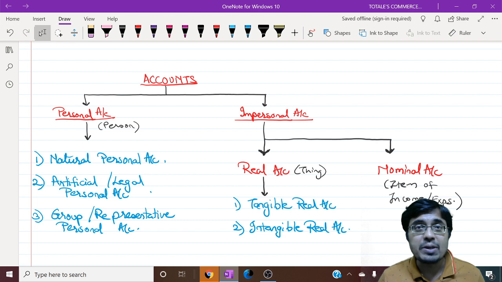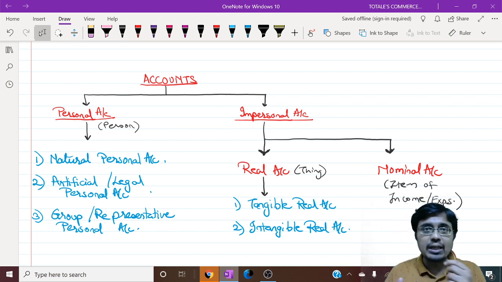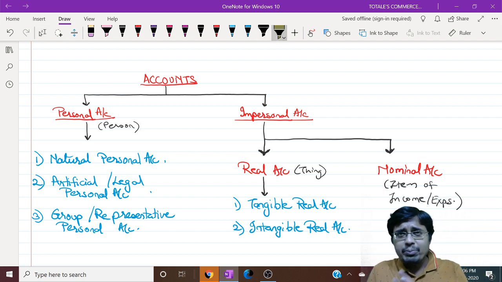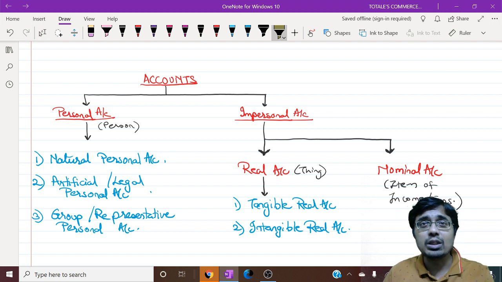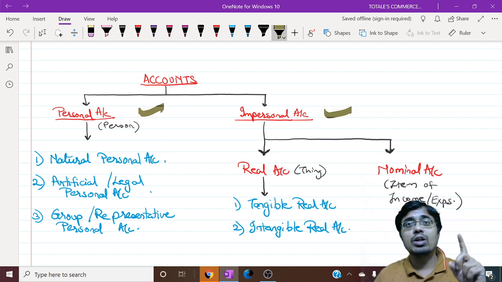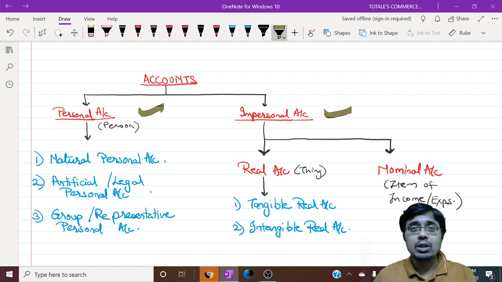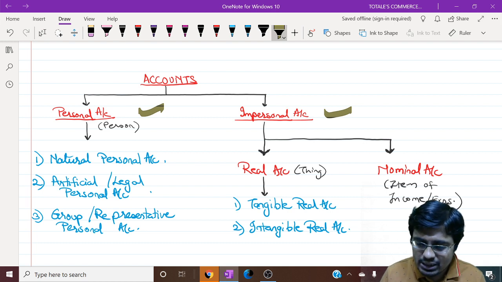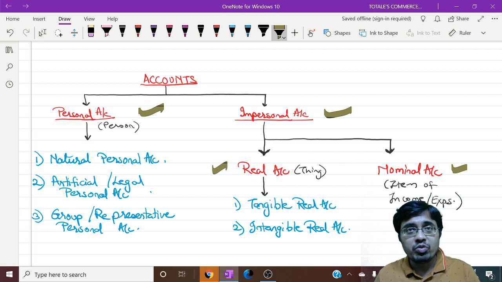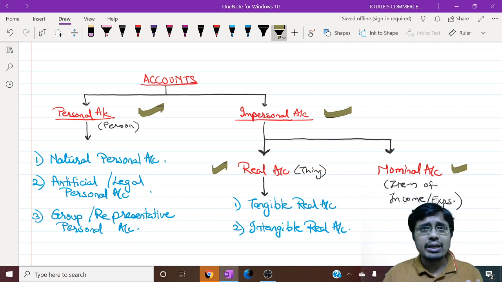So the second step is types of accounts. Let us now understand what the types of accounts are. Basically, what we used to feel is that there are three types of accounts. No, friends, there are mainly two types of accounts: one is personal, the other is impersonal. Impersonal accounts have two subtypes, known as real and nominal. So we arrive at a conclusion that there are three types: personal, real and nominal.